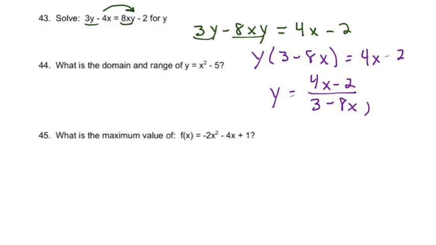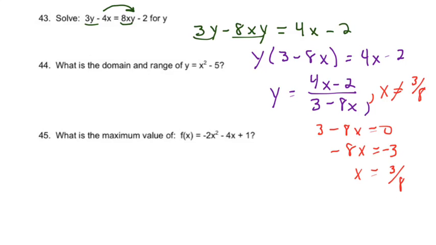With the restriction, to get our restriction, just set your denominator equal to 0. Solve that for x, and we find out 3/8 makes it 0, so we say x cannot be 3/8.